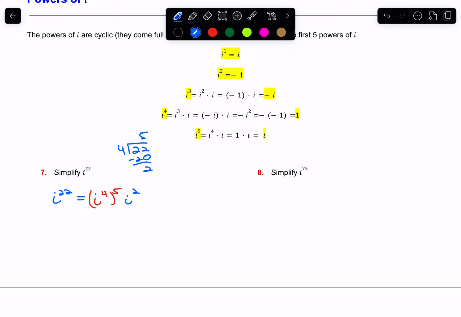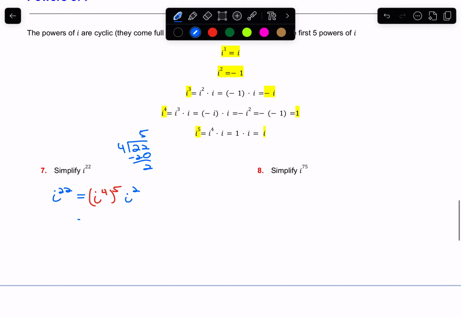Now why is that true? Well, i to the 4 to the power 5, you multiply the exponents. 4 times 5 is 20. So this first part is i to the 20. And then i to the 20 times i squared, you add the exponents, so you get back to i to the 22. But why do I want to write it that way? Well, i to the 4th, notice the chart above, is just 1. So this is now 1 to the 5th times i squared, which is just i squared.